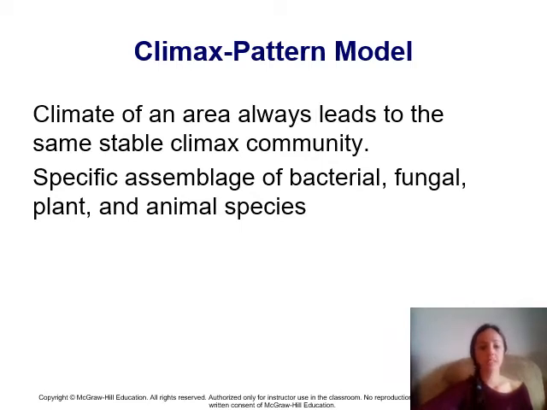One of the principles is that the climate of a community determines the plant and animal species found there. And by the climate, I just mean weather patterns. The second principle is that each climax community has species of bacteria, fungi, plants, and animals. And then the third principle is that within the respective environment, species generally arrive into an area at different times.